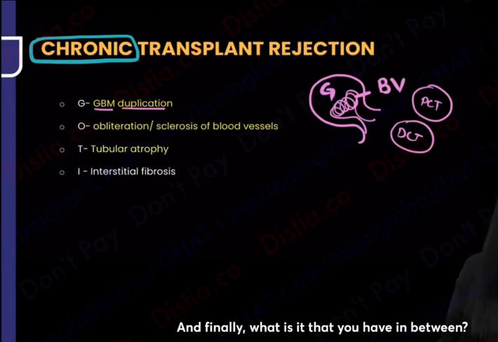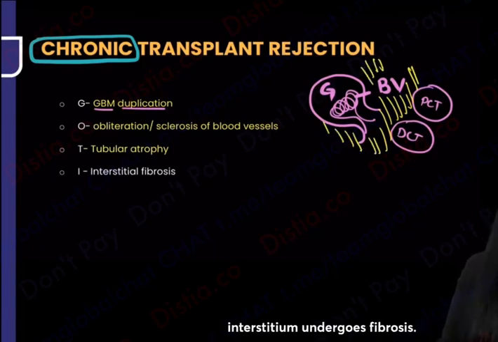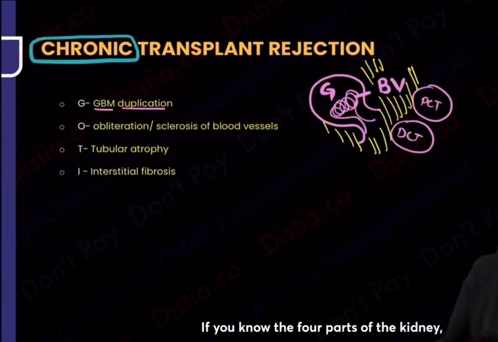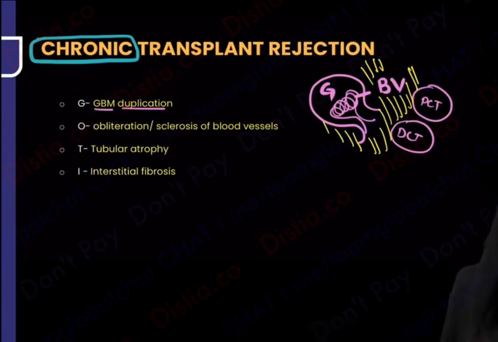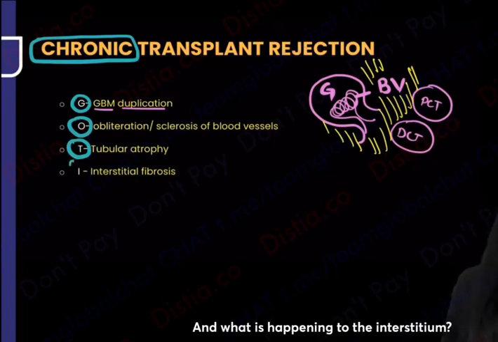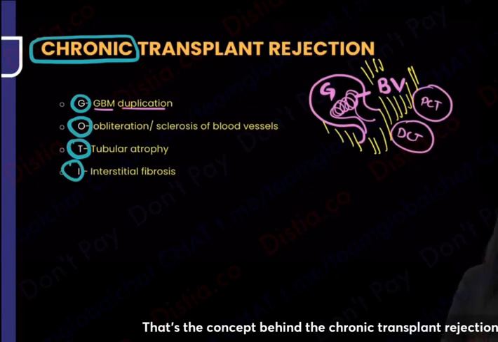And finally, what is it that you have in between? In between everything, you have the interstitium. Interstitium undergoes fibrosis. Now you understand how we came to that GOTI mnemonic? If you know the 4 parts of the kidney, everything is having one problem. What will happen in the glomerulus? The basement membrane duplicates. What happens to the blood vessels? They are obliterated. What happens to the tubules? They are atrophied. And what is happening to the interstitium? That shows you fibrosis. That is the concept behind chronic transplant rejection.